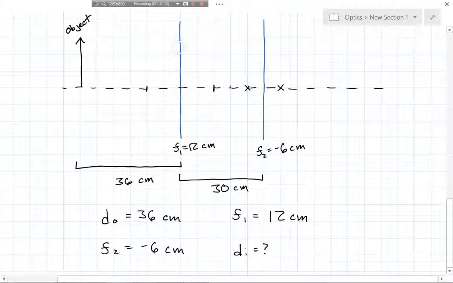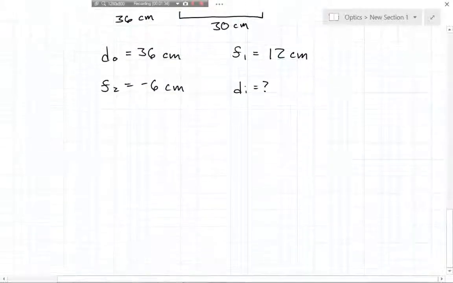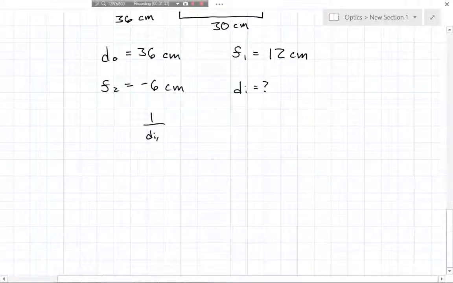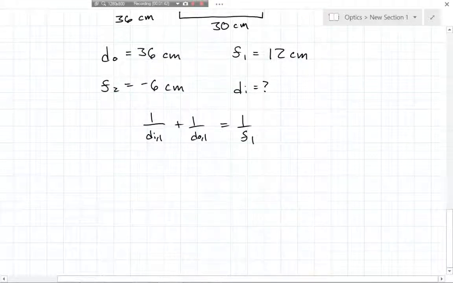Because this is my first lens, I'm going to call the position of this object DO1. This is the object for the first lens, and I'll call this first focal length F1. And I'll denote the location of the image formed by the first lens as DI1. So if we apply the lens equation to this first lens, we can find the location of the image formed by it. The lens equation reads 1/DI1 + 1/DO1 = 1/F1. If I solve for DI1, I have 1/DI1 = 1/F1 - 1/DO1.